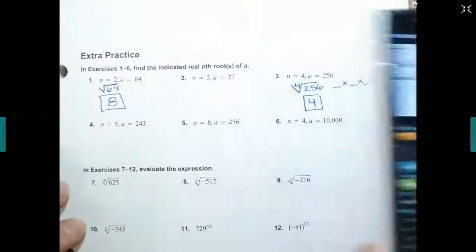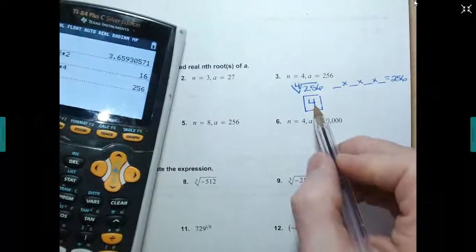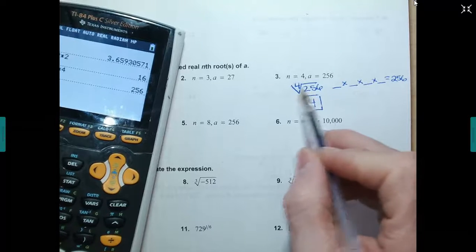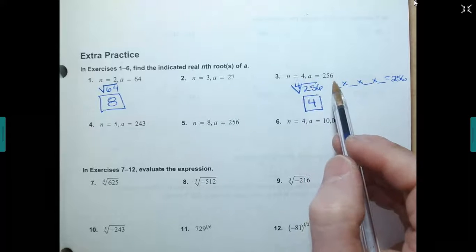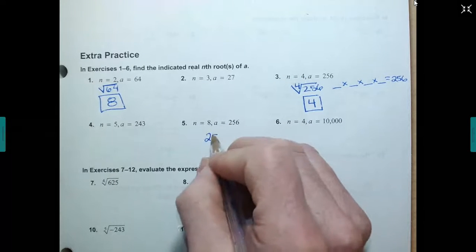All right. And now you can use a calculator to help you, but write down what you're doing in the calculator. Write this down so I know that you understand this means the fourth root of 256.